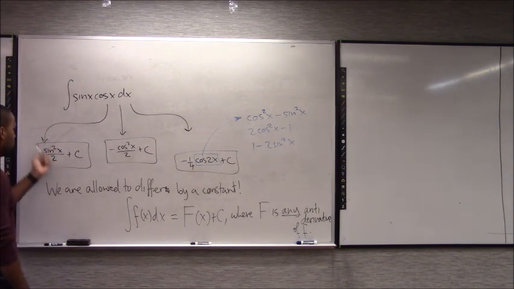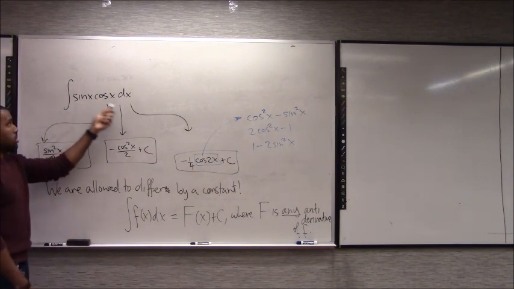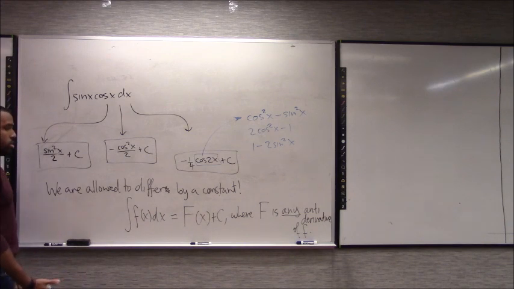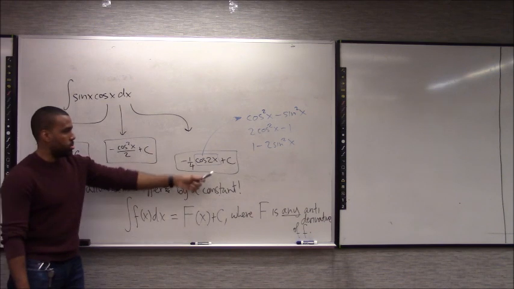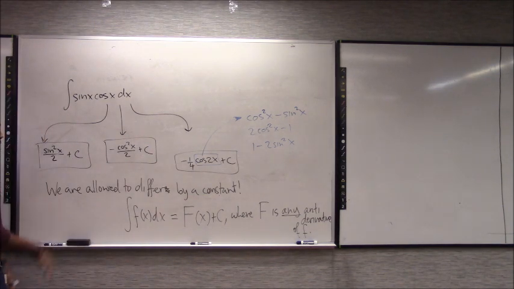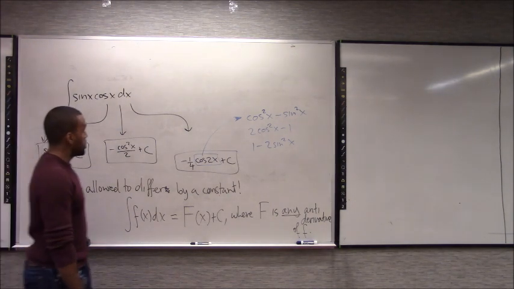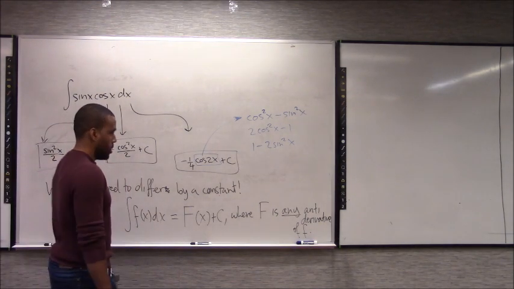As long as when you differentiate, you get the original, sine x times cosine x, you're fine. Consequently, if we're given more information in terms of what some initial value is, the plus c's in all of these might look different, but they'll work out so that the outputs of all the functions would be the same. That's why that was okay.